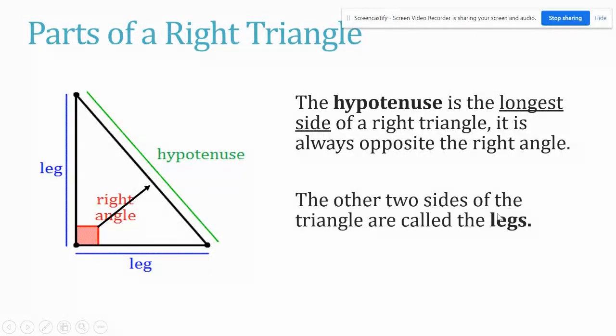The other two sides of the triangle are called legs. So they both have the same name. Doesn't matter which one's which. We have our two legs and our hypotenuse.